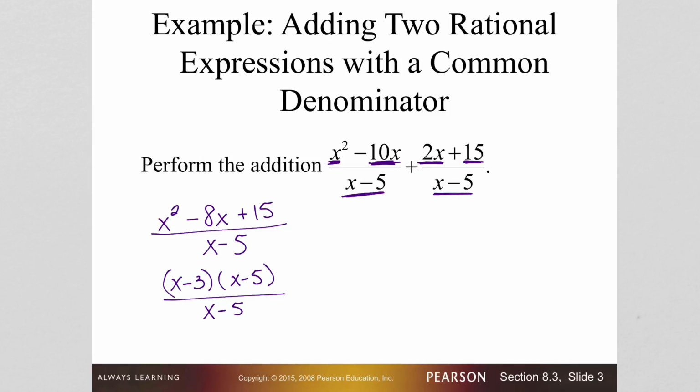And remember, you are allowed to mark out factors that are the same, and so this matches this exactly. So what we're left now in the numerator is x minus 3. So that's our final answer.